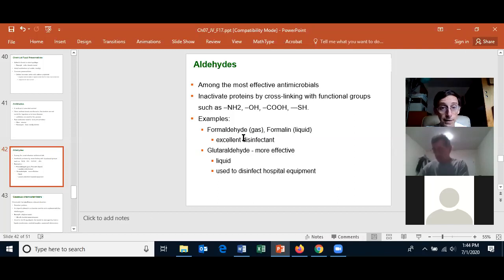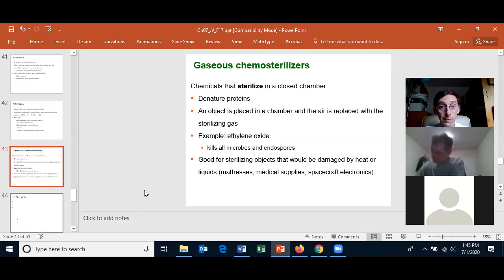Any question about the aldehydes? Like I said, formaldehyde can also be used to help preserve specimens, and I would assume that when you're in formaldehyde, besides preserving the specimen, it keeps the bacteria from growing in the specimen.